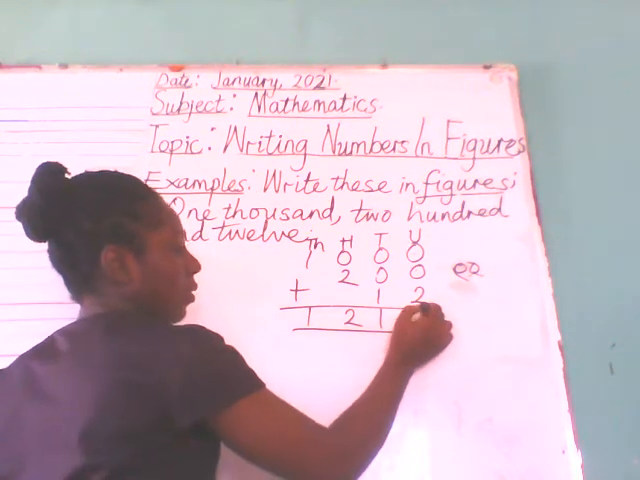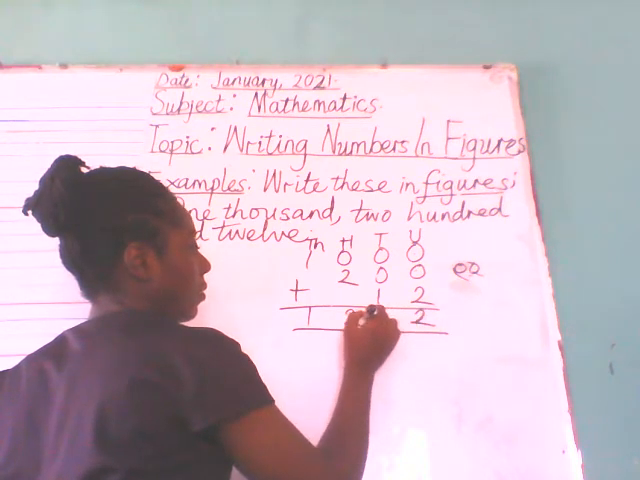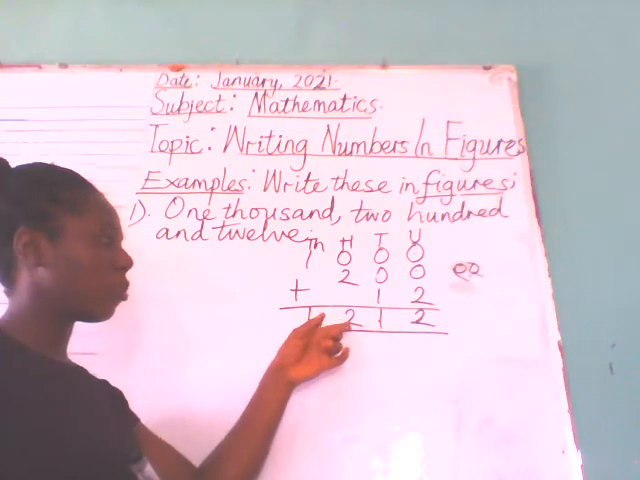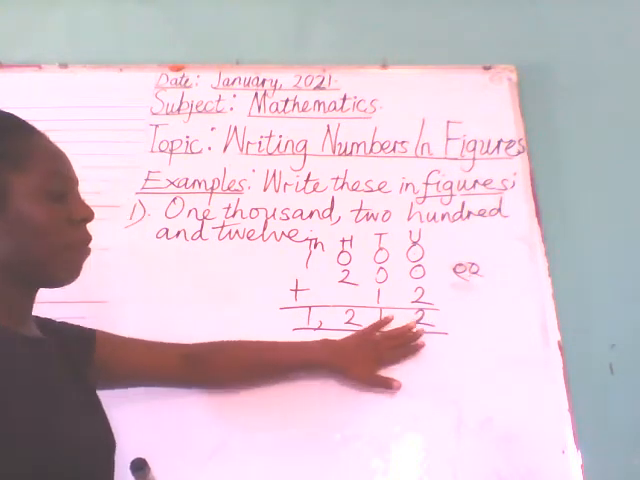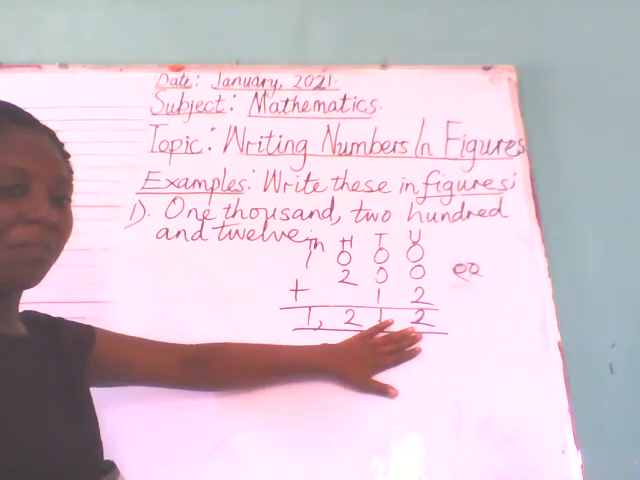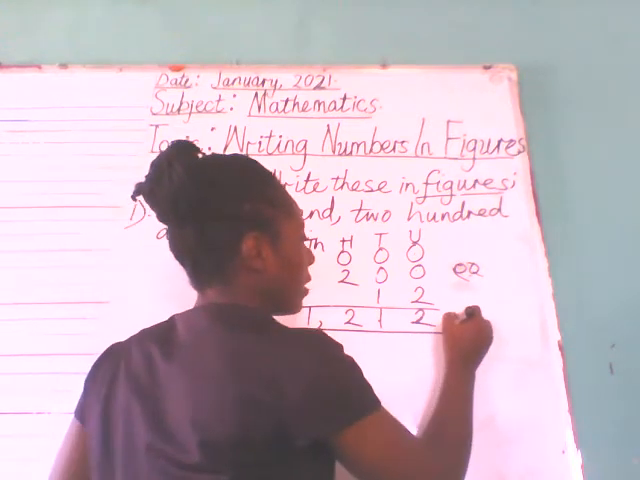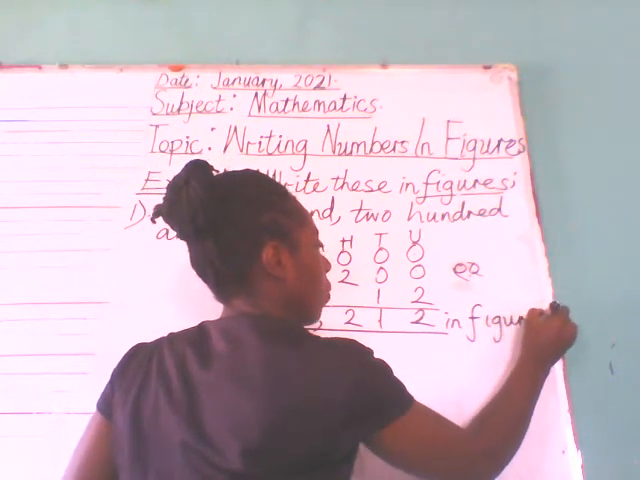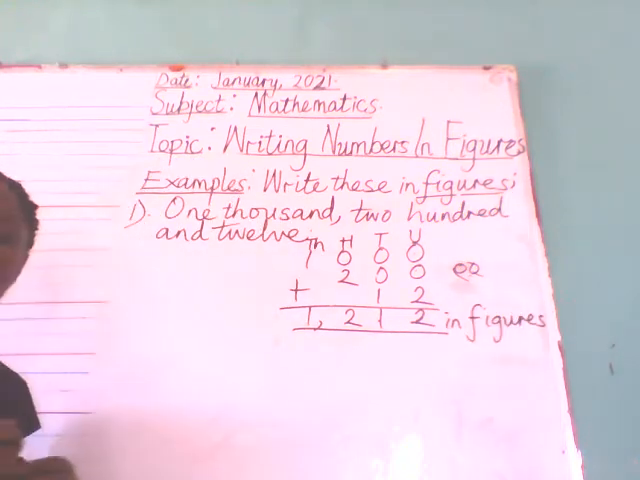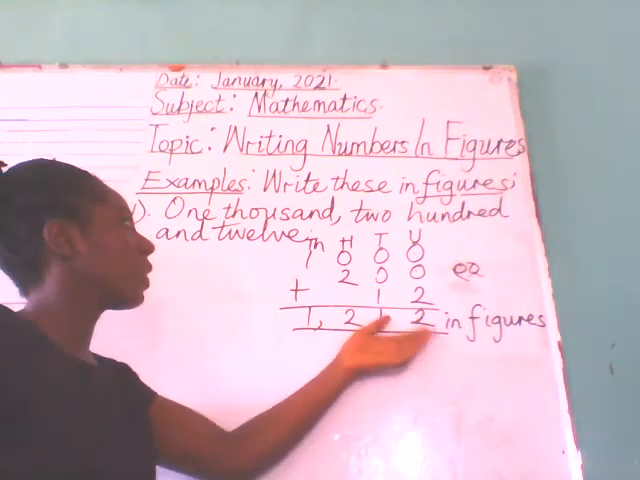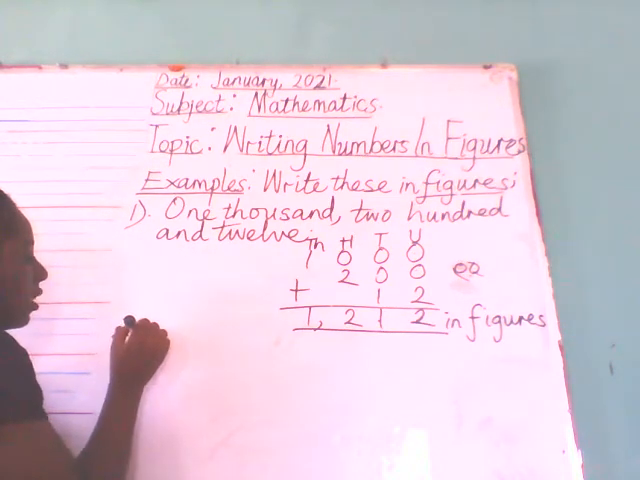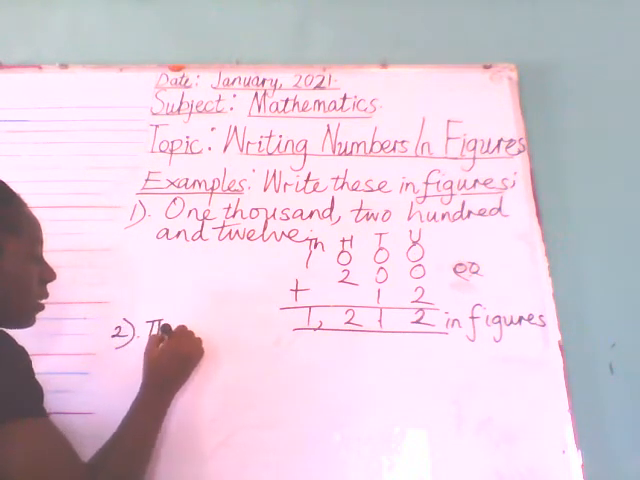You can count from the back: 1, 2, 3. This is 1,212 in figures. This is in what? Figures. Okay? Now, the second question says you should write 3,000, 100 and 36.